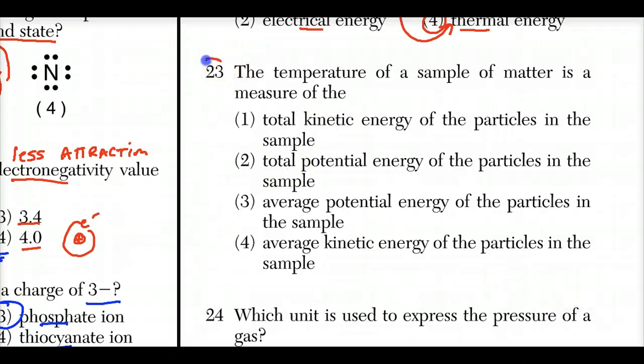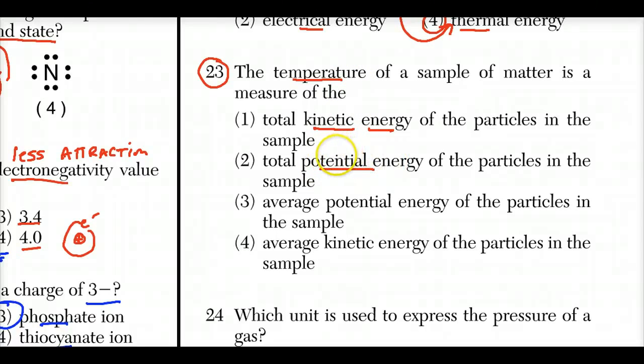A very similar question. They go hand in hand, how they go in order on these tests. So temperature is motion of particles. Kinetic is a fancy word for motion. The temperature of a sample of matter is the measure of the total energy? No, we don't use thermometers to measure total energy. Total potential energy? A thermometer doesn't measure the potential.